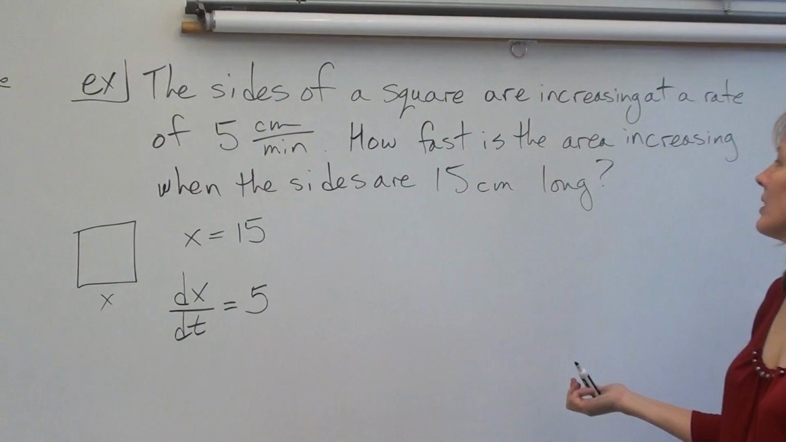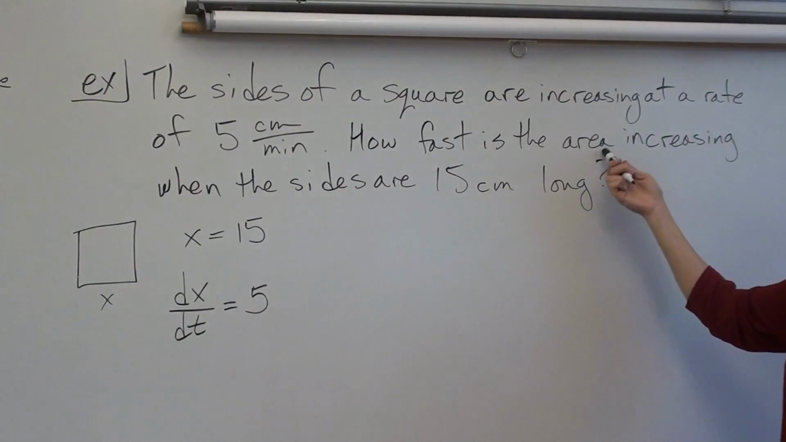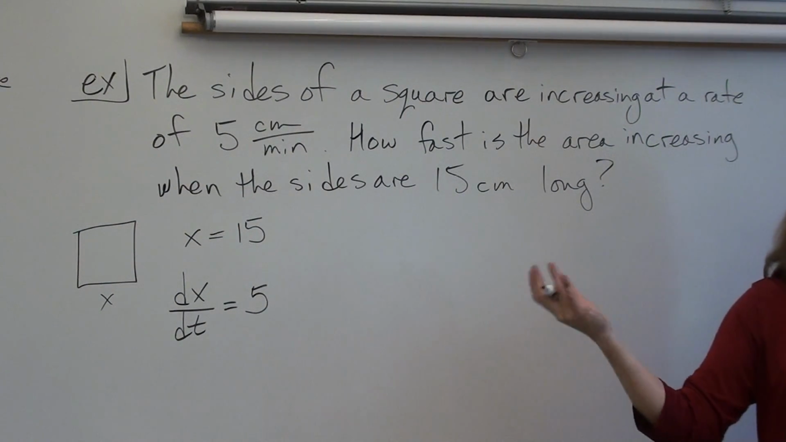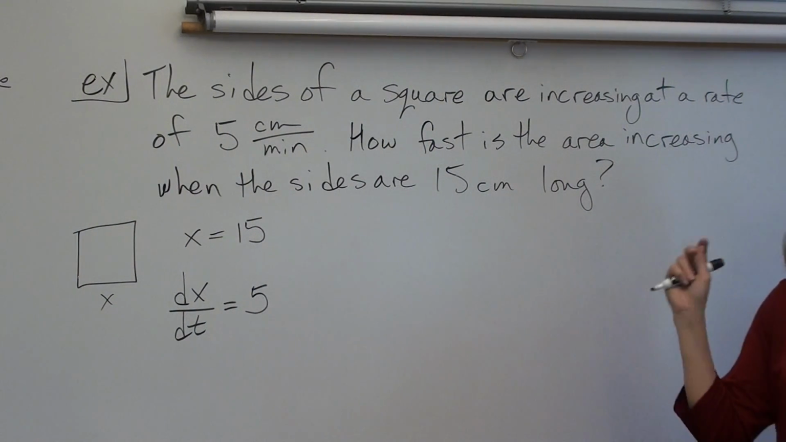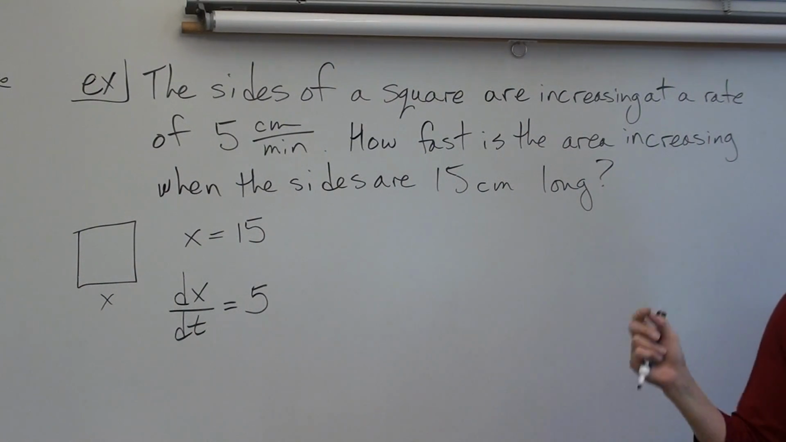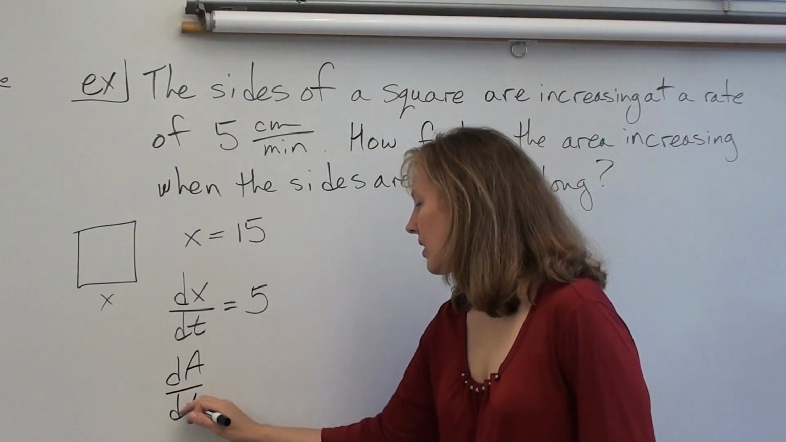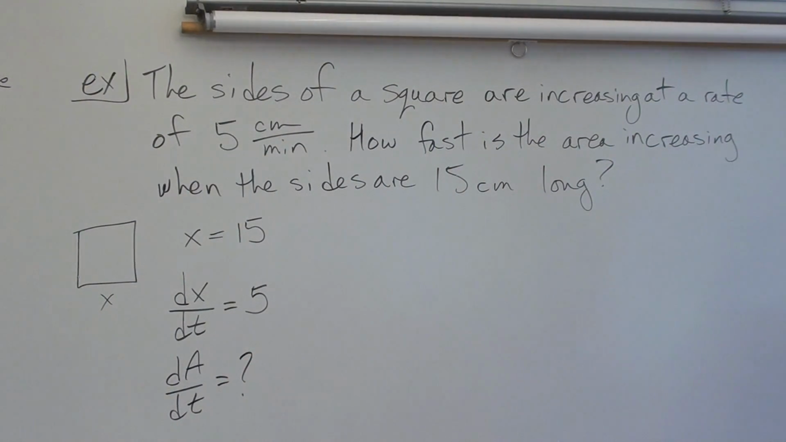That's everything we're given. Now we need to write down what we're trying to find. We want to find how fast the area is increasing. Now what letter do you want to use for area? A. Okay. So in calculus notation, we want the rate of change of the area, how fast the area is increasing. dA/dt. That's dA/dt. I tend to use capital A for area. So dA/dt is what we're trying to find.